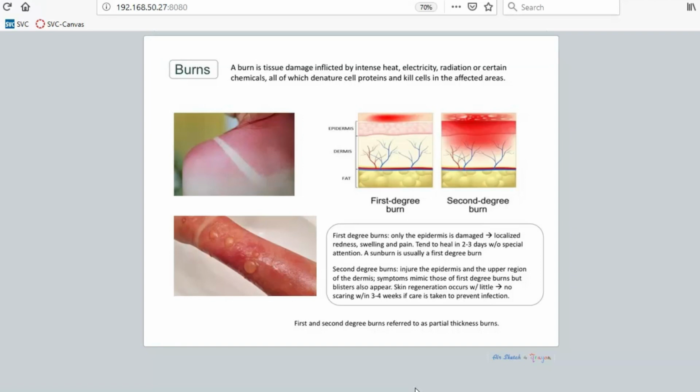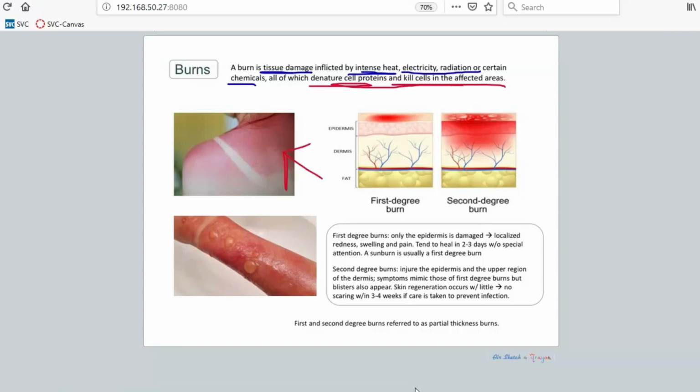Okay, then let's get into burns. A burn is tissue damage inflicted by intense heat, electricity, radiation, or certain chemicals. And the net result of all of this is that it denatures cell proteins and kills the cells in the affected area. So there's first, second, and third degree burns.